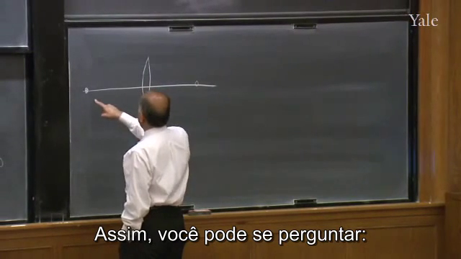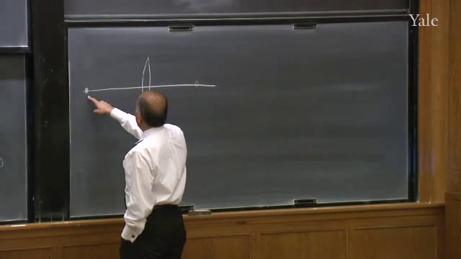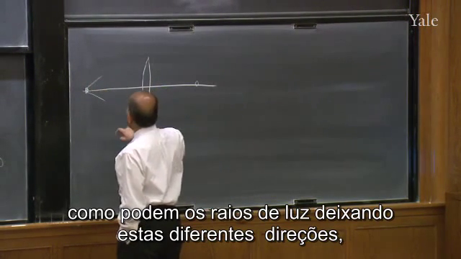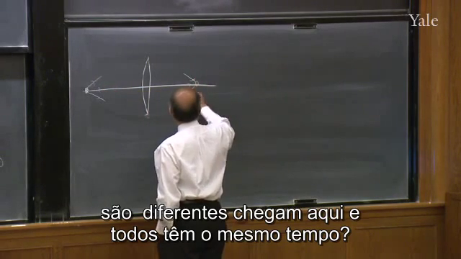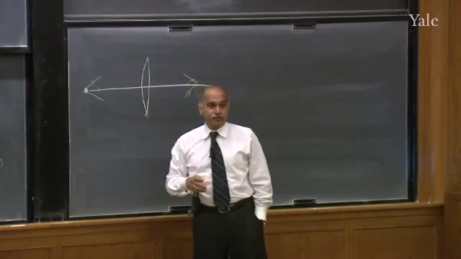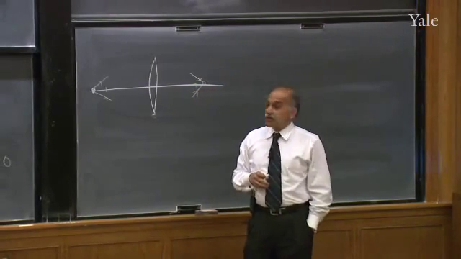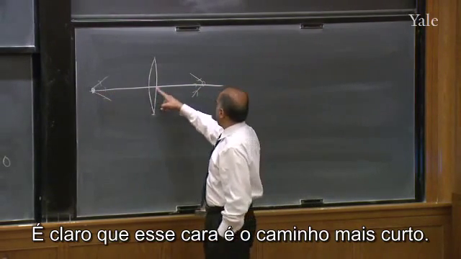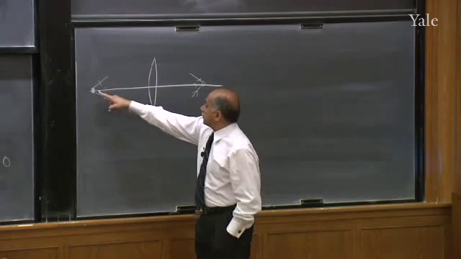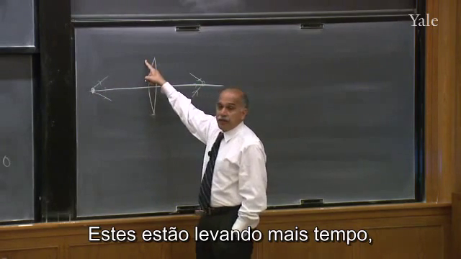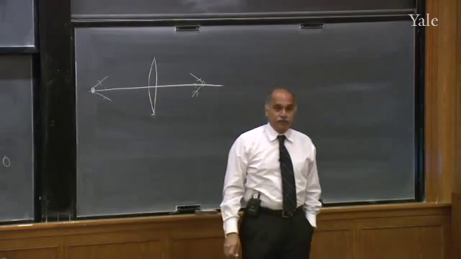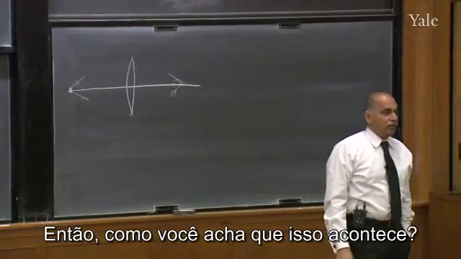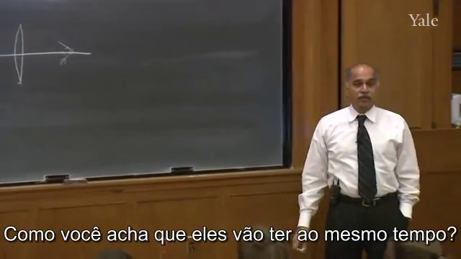So you can ask yourself, how can the light rays leaving this in different directions arrive here and all take the same time? It's clear that this one is the shortest path. These are taking longer, and yet they have to be competitive with the one in the middle. So how do you think that happens? How do you think they will take the same time?